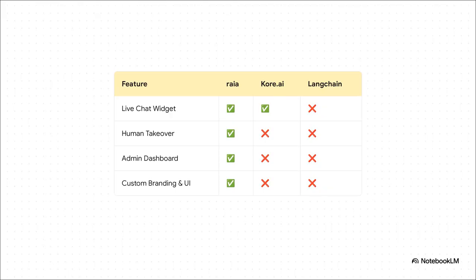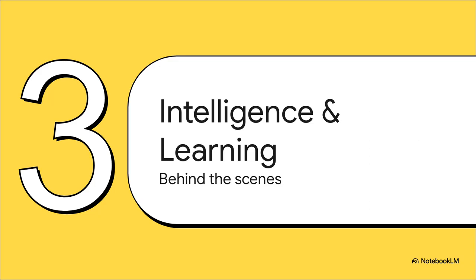Now, looking at this chart, a pattern just jumps right out at you. According to this data, a platform like Raia comes with all these front-end features baked right in, ready to go. But then you look at a tool like LangChain, which is incredibly popular with developers, and it's got X's all the way down. Now, this is not a flaw. It's a choice, and it tells us something really important about what LangChain is designed to do.